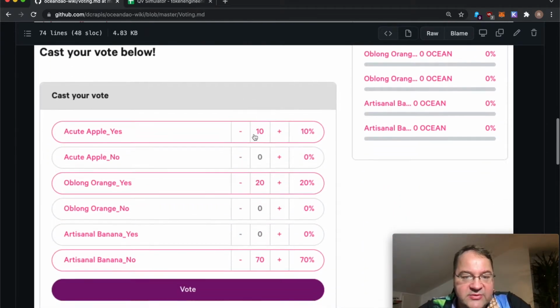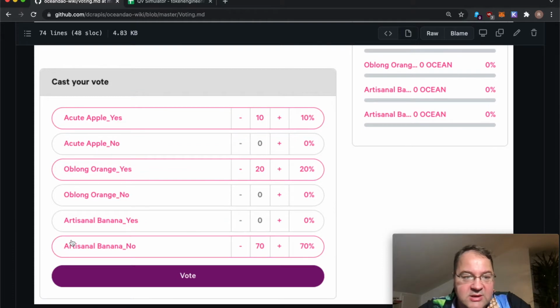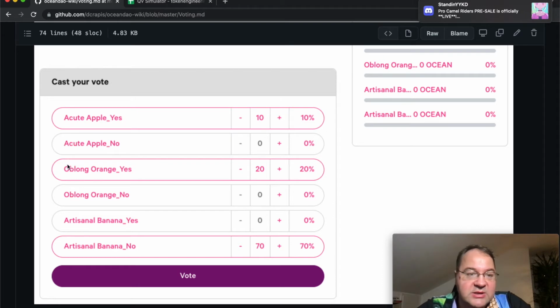There was a test vote, and you can see here that all the proposals will be in one ballot, so you cannot vote for each proposal individually anymore. For the new people, that's how it is. Here you can vote yes for a proposal. The first proposal is called acute apple, and the second one is oblong orange. So you have yes or no votes, and you can distribute your votes here.